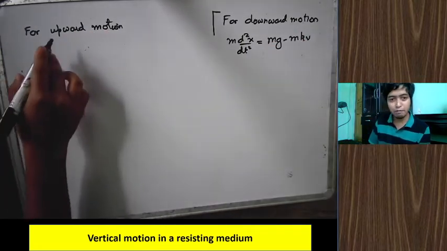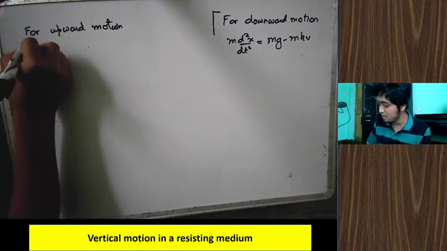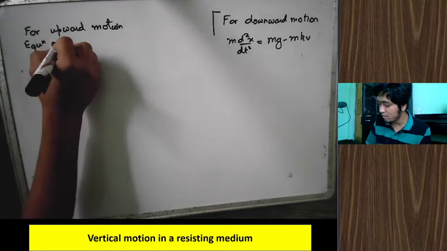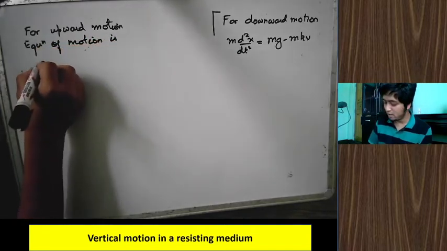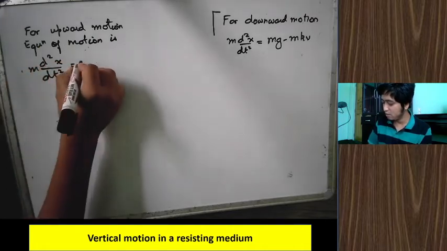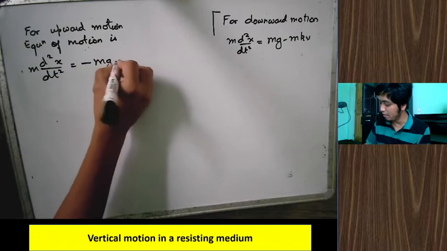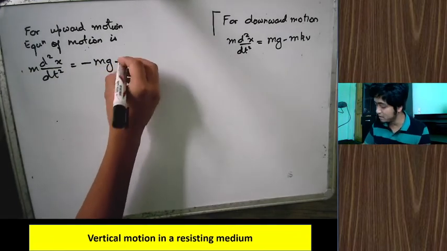Whereas for upward motion, the equation of motion is d2x/dt squared equals minus g minus kv, since both of them are acting downwards.